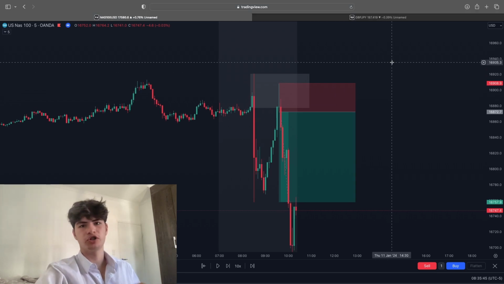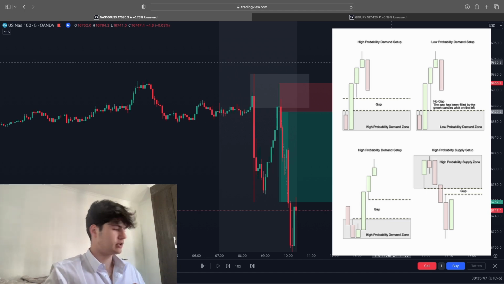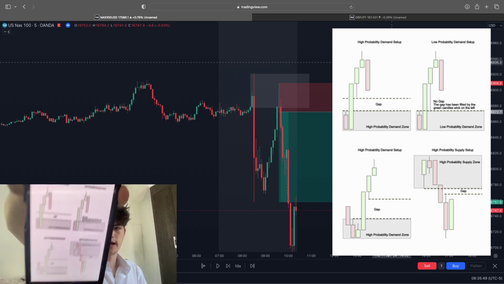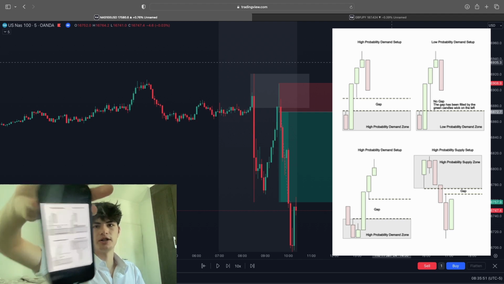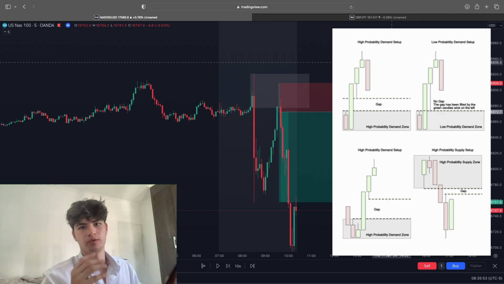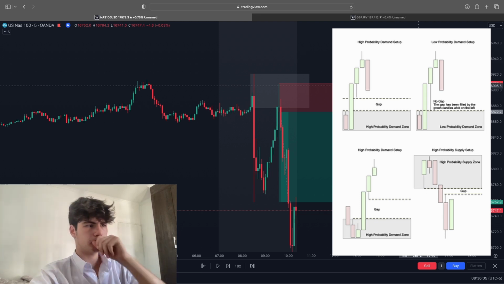So I'm going to put a screenshot up now. It's literally just like this. I have it on my phone. I'm going to put it up now. It literally tells you the exact difference between supply and demand, which are high probability and low probability. It shows you what makes it high probability and what makes it low probability. But if you still do not understand, I'm going to do a further breakdown of it now.